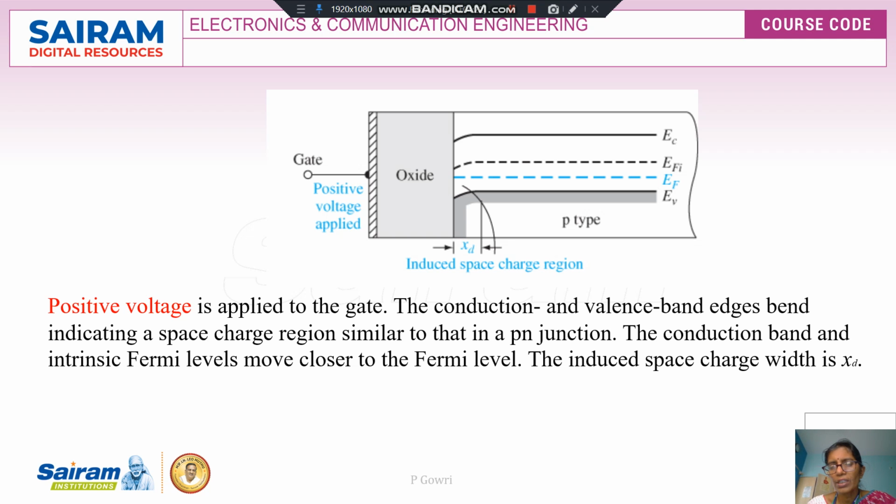That is, if more electrons are there, we know that the energy level will be increasing, and hence the depletion of the charge carriers will result in the bending of the curve. So the conduction band and the intrinsic Fermi level both move closer to the Fermi level. So this indicates that there is a space charge region. We assume that the space charge region width is xd.